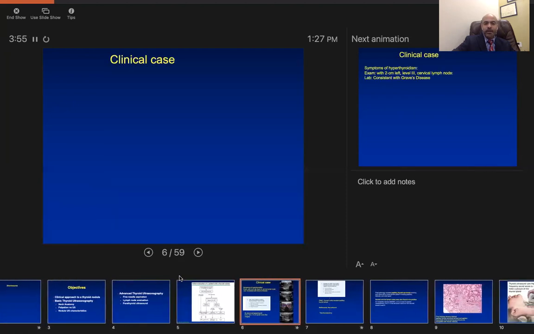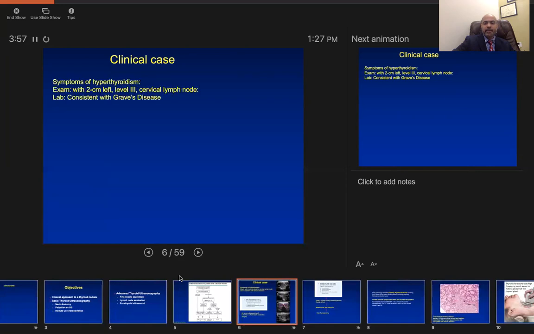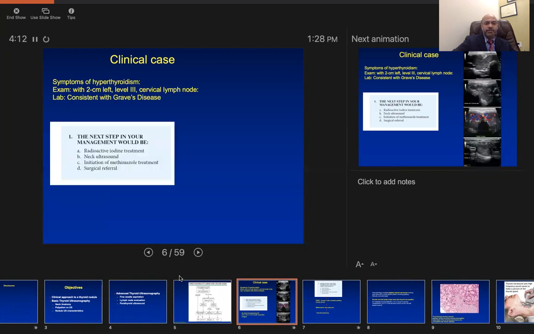So now I'm going to present that clinical case I was pointing to. This is a patient with symptoms of hyperthyroidism, exam showing a left level 3 lymph node, and the labs that you sent are consistent with Graves' disease. So what would be your next step? Would you send that patient for radioiodine ablation, do a neck ultrasound, start him on thiamazole, or send him to surgery?